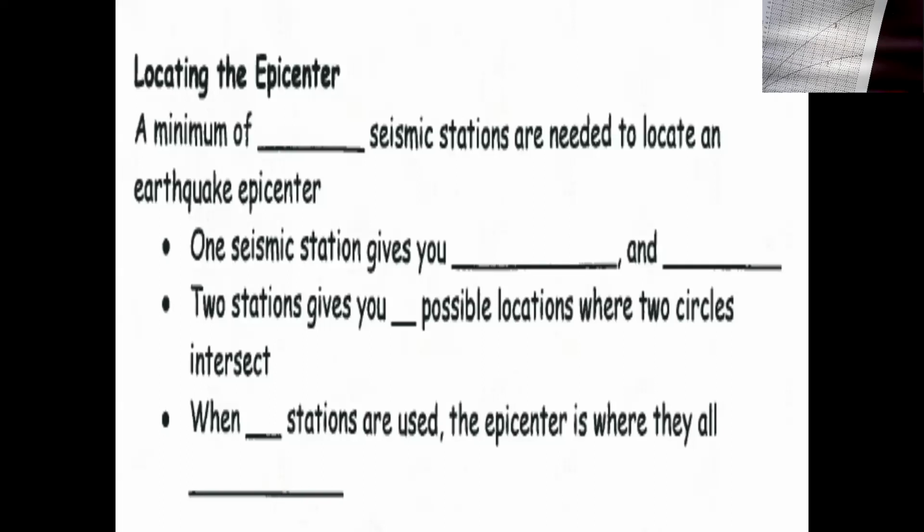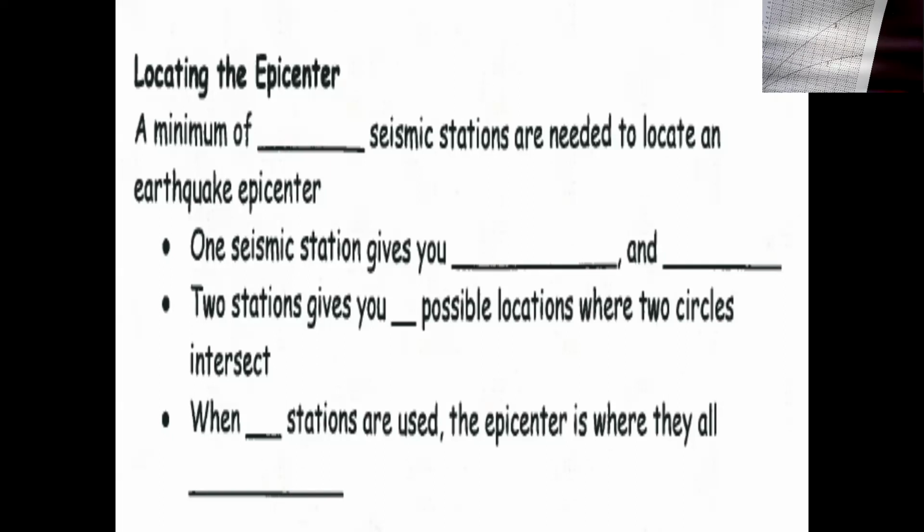So it starts off with locating an epicenter. How many stations do we need to locate an epicenter? It says a minimum of blank seismic stations are needed to locate an earthquake. 3, we had to ask at least 3 people. GPS actually uses a lot more than 3, but as long as you have 3, you should be able to find exactly where you are. So if you could fill that in on page 31, we need a minimum of 3 seismic recording stations.